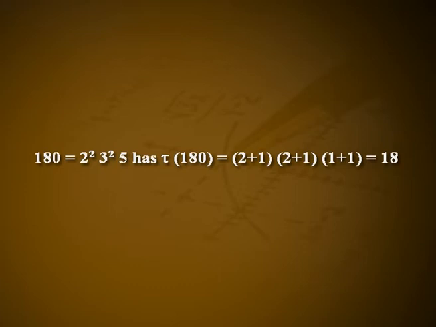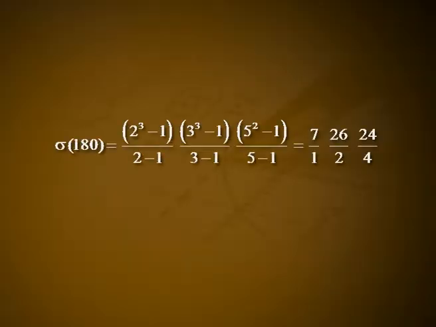Example 5. The number 180, which is equal to 2^2 into 3^2 into 5, has τ(180) equal to (2 + 1)(2 + 1)(1 + 1), which is equal to 18 positive divisors, and σ(180) is equal to (2^3 − 1)/(2 − 1) into (3^3 − 1)/(3 − 1) into (5^2 − 1)/(5 − 1), which is equal to 7/1 into 26/2 into 24/4, which is equal to 7 into 13 into 6, which is equal to 546.